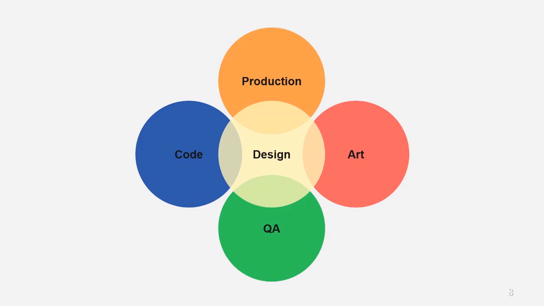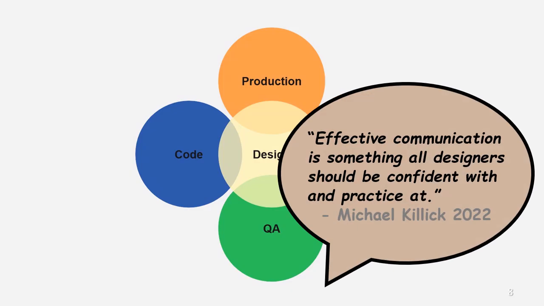Now, this often means that designers become a central point of contact on teams between the different disciplines, because their design decisions are responsible for generating a lot of tasks and development activity, and this all needs to be completed to make the game. So effective communication is something all designers should be confident with and practice at, from Michael Killick, The Way We Play, Theory of Games Design.